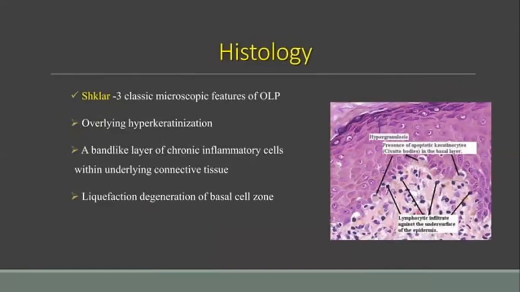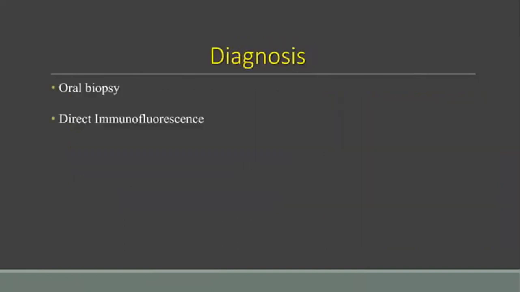From the point of view of histology, three classic microscopic features of OLP can be seen: overlying hyperkeratinization, a band-like layer of chronic inflammatory cells within the underlying connective tissue, and liquefaction degeneration of the basal cell zone. So three types of layers. Diagnosis: you can do an oral biopsy and direct immunofluorescence.